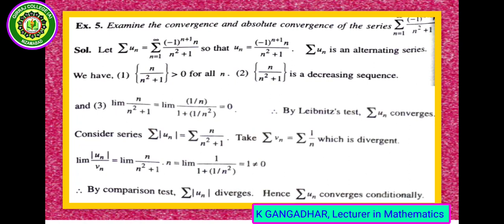Here we apply limit comparison test. We choose Vn equal to 1 by n, and we find the limit value mod un by Vn. That limit value we get 1. But here sigma Vn equal to sigma 1 by n is divergent. So by comparison test, sigma mod un divergent. Then we say that given series is conditional convergent.